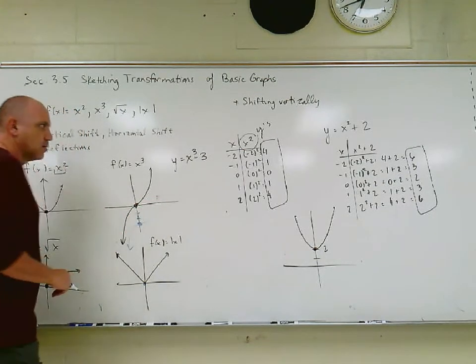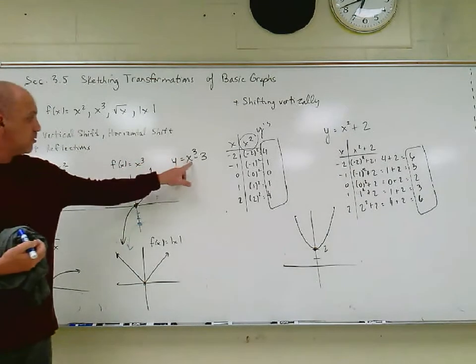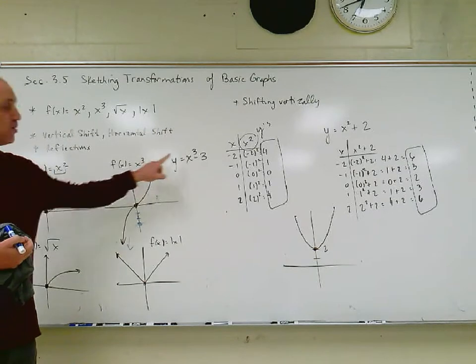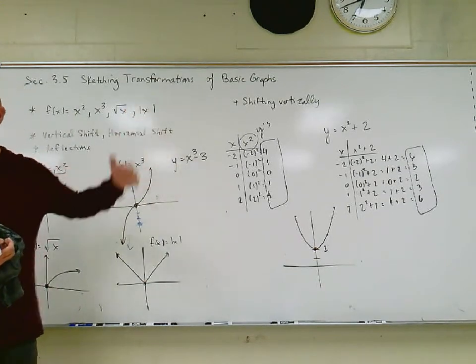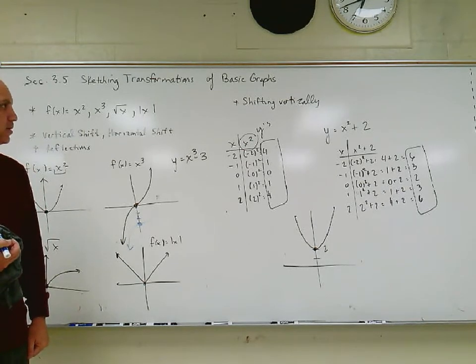Okay? All right. Because, again, what gives me my y's? X cubed is how we got our y's. And if we do x cubed minus 3, we're subtracting 3 from all the y's. That's why it moves down 3. Okay. All right.